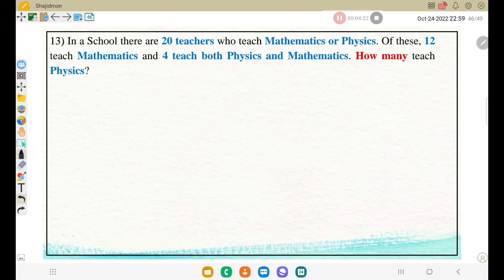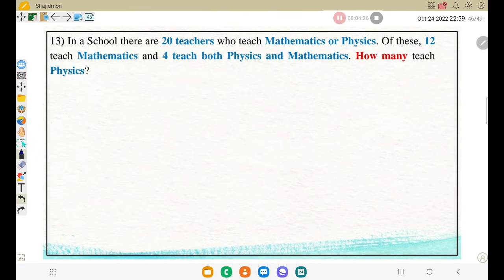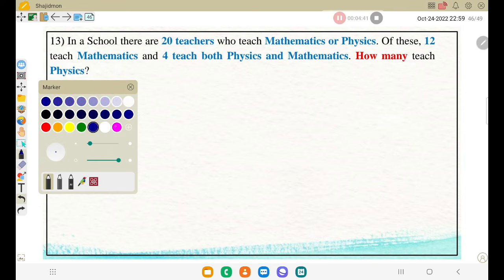Question number 13. Up to question 12, it was the computer representation questions. Now we are going to do some word problems. Some wording will be there, and from that we need to answer each question. For example, question number 13. You can read the question.